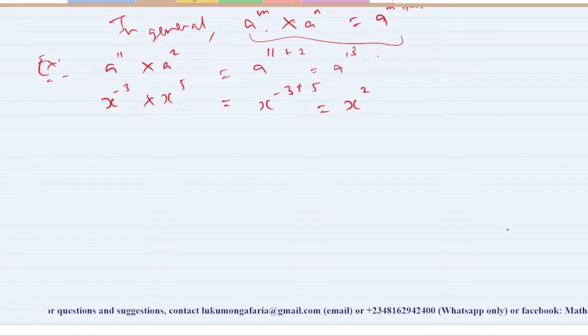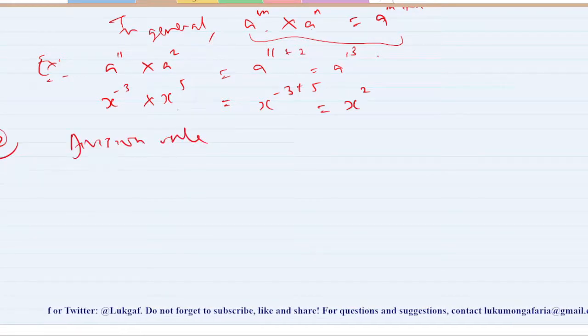So what the rule is saying is that if you have the same base and you have to multiply them together, just take the base raised to the power of the sum of their indices. Okay, now the second rule, division rule.